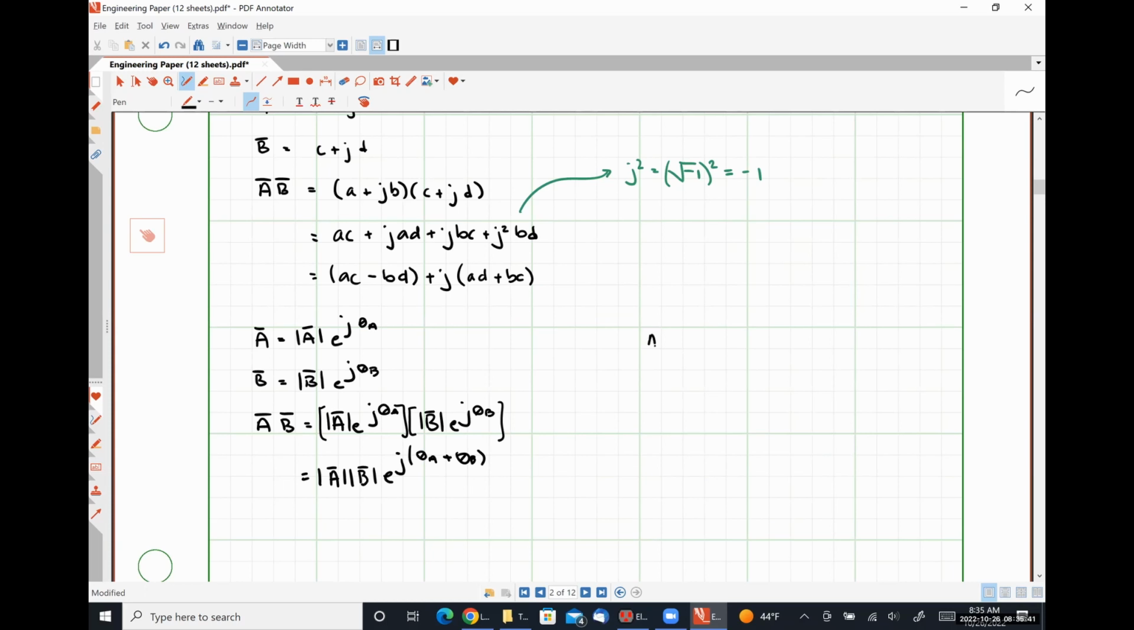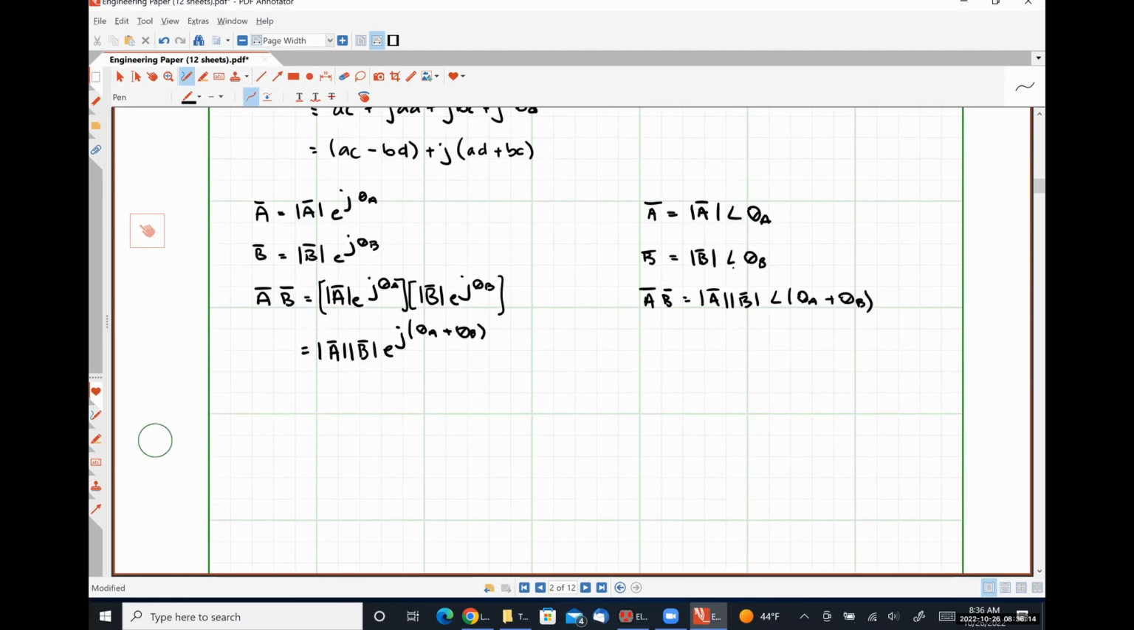Just to show you exactly what that would look like, if A was the magnitude of A, angle theta A, and B were the magnitude of B, angle theta B, then A times B would be the magnitude of A times the magnitude of B, angle theta A plus theta B. Same result, just in a slightly different form. All right. Now, division.